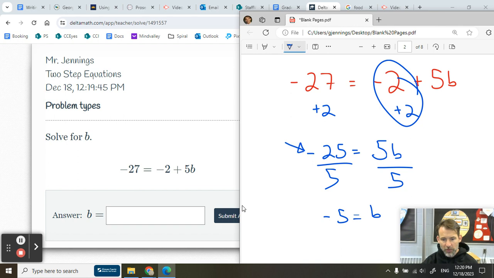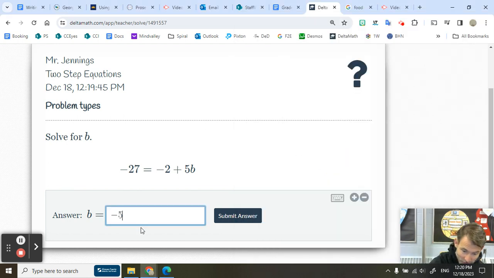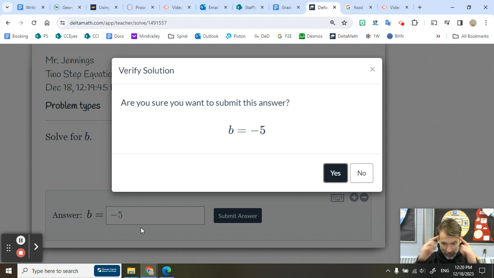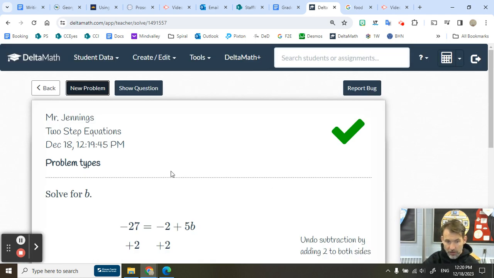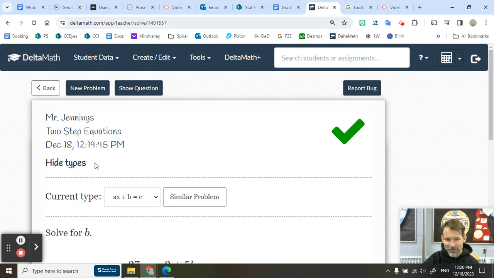Negative 25 divided by 5, I didn't know what it was, so I asked a calculator off screen, and it was minus 5. Minus 5. This was the calculator off screen, and I encourage you to use that calculator off screen whenever possible. It makes it more fun. What are our problem types here? Yeah, we've seen both problem types.